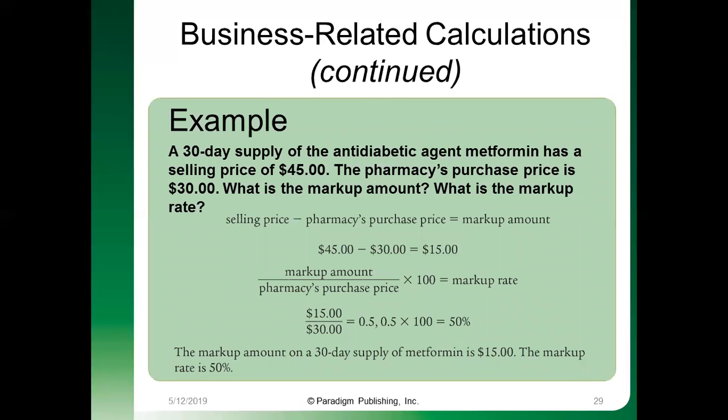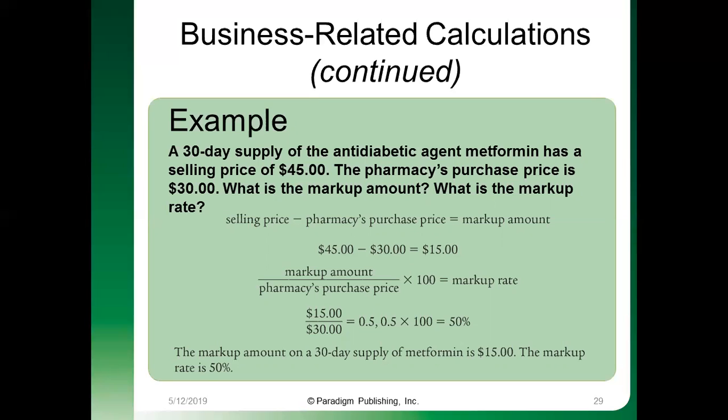So let's go over an example. A 30-day supply of anti-diabetic agent metformin has a selling price of $45. The pharmacy's purchase price is $30. So again, the purchase price is what it cost the pharmacy to purchase this medication from a wholesaler. So it cost the pharmacy $30. And they're selling this medication for $45. So what is the markup amount?